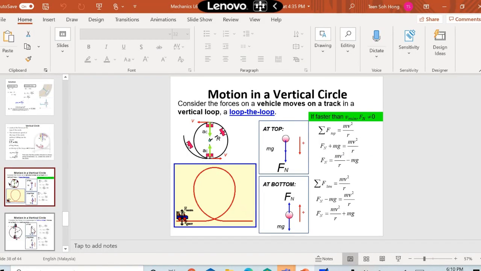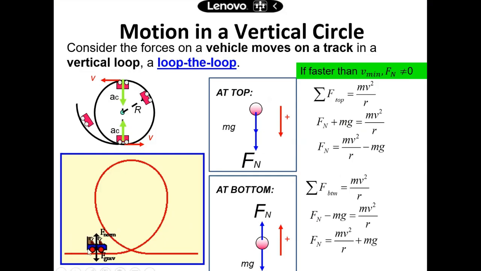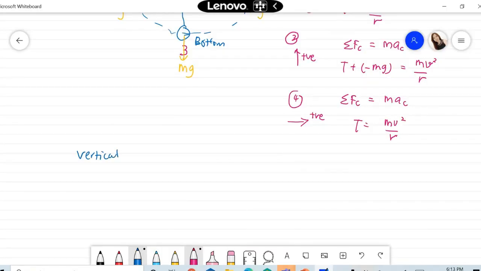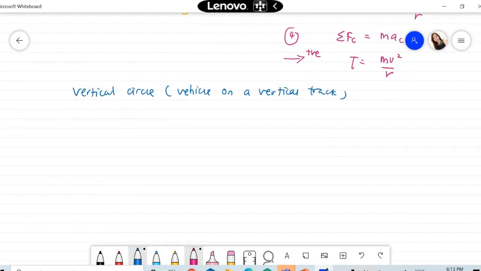A vehicle moving in a vertical circle. This is an example of a vehicle moving in a vertical circle, something like a roller coaster in a loop. It's also a vertical circle, right? But without the tension. So we'll investigate 2 positions, on top and at the bottom. It's still a vertical circle for a vehicle on a vertical track. So an example is a roller coaster.